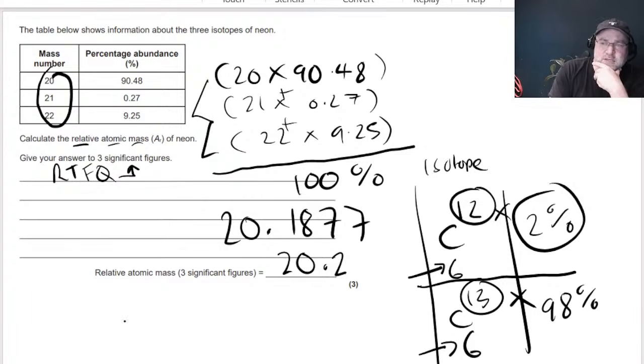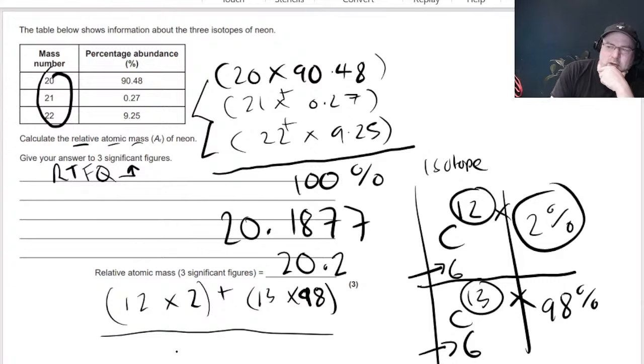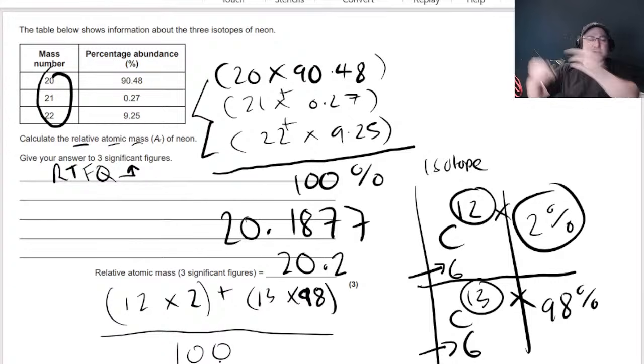You'd sum that. So for this one I've done there, you go 12 times 2 plus 13 times 98. That's not the real thing because it'd actually be the other way around. It'd be like 98 times 12 in real life, but I just made that up off the top of my head. And then when you divide that by 100, you'd find that that is very close to 13. So that'd be like 12.9 or whatever.